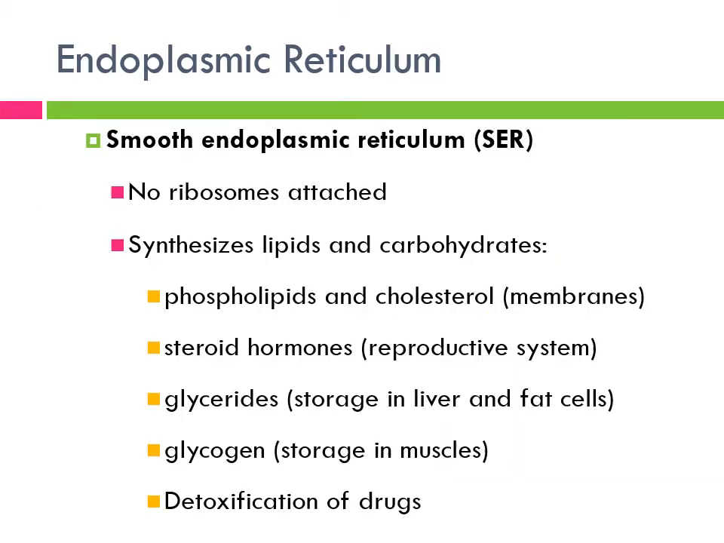The smooth endoplasmic reticulum has no ribosomes, so it synthesizes lipids and carbohydrates: phospholipids and cholesterol, which are utilized in the cell membrane; steroid hormones, which are utilized in the reproductive system; glycerides, which are stored in the liver and fat cells; and glycogen, which is stored in muscles. It also functions in the detoxification of drugs.